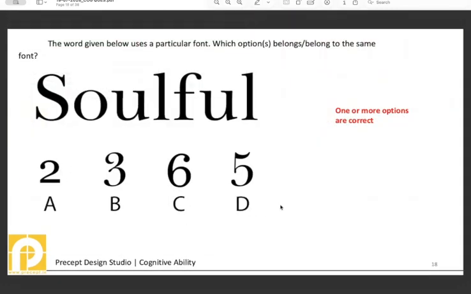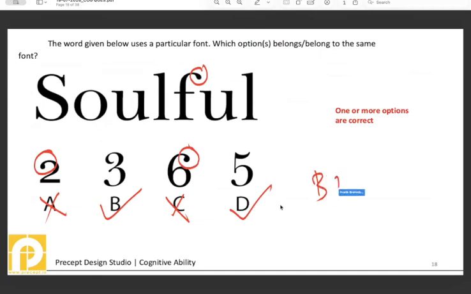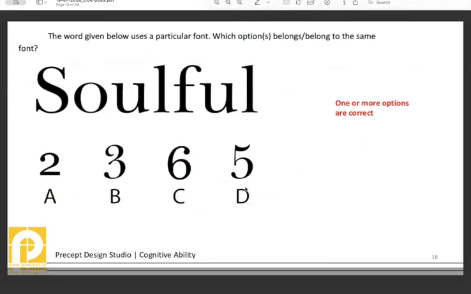The word given below uses a particular font. Which option or options belong to the same font family? Soulful is the word written here. We have to identify which is the correct option that belongs to the same font family. Here we can clearly see option 2, this part is wrong. And in the case of option C, this curvature and this curvature when you compare is wrong. So the correct answer is B and D. Okay, we'll move to the next one.